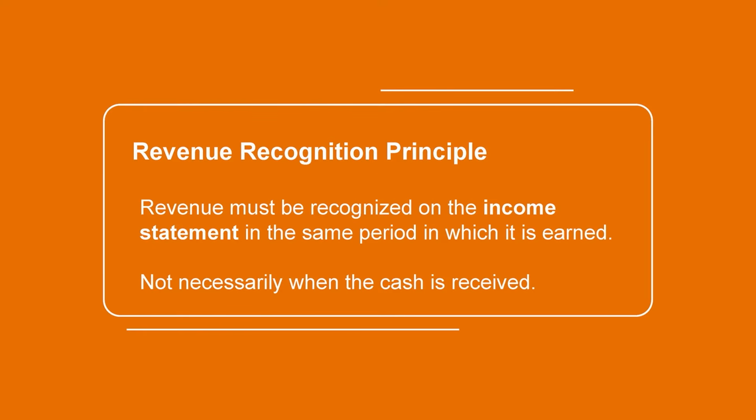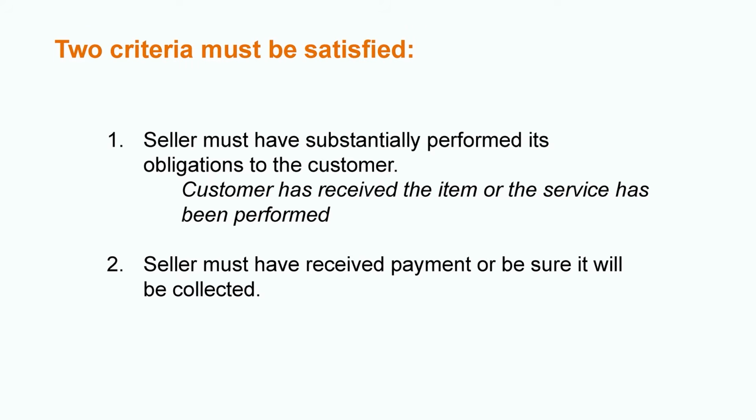Both US GAAP and IFRS require that revenue is recognized on the income statement in the period when it is earned, not necessarily when the cash is received. As soon as these criteria have been met, the company can record the revenue. Now, there's two general criteria for revenue recognition that we'll be referencing in this video. The first is that the seller must have substantially performed its obligations to the customer, meaning that the risks and the rewards of ownership have been transferred.